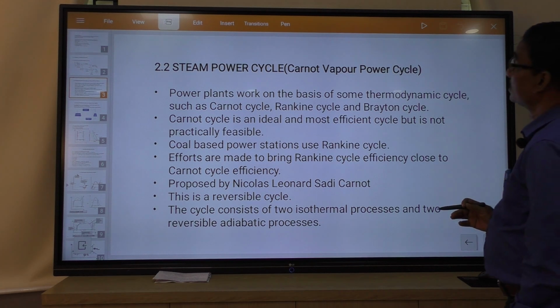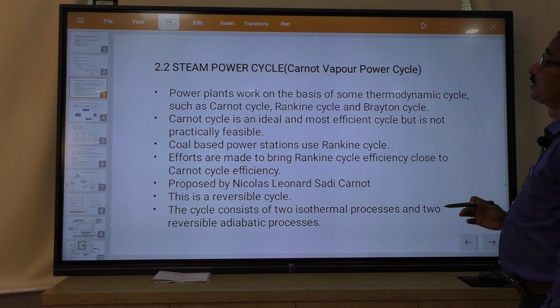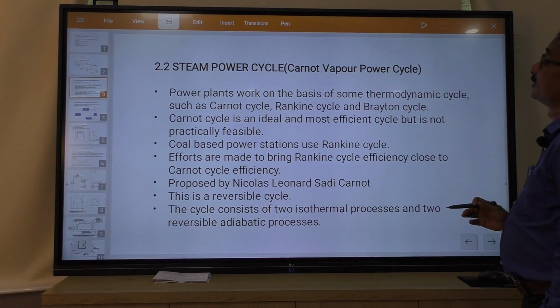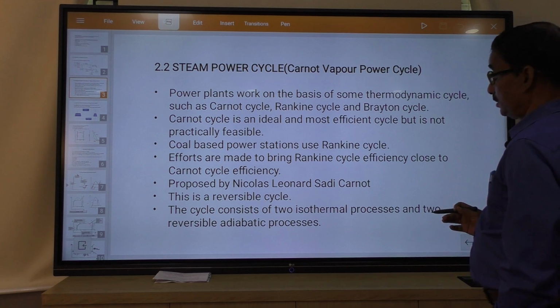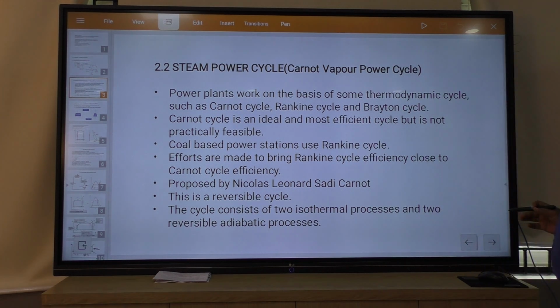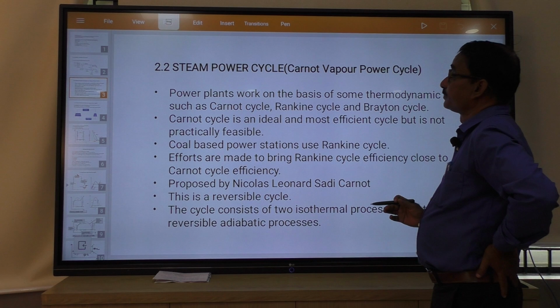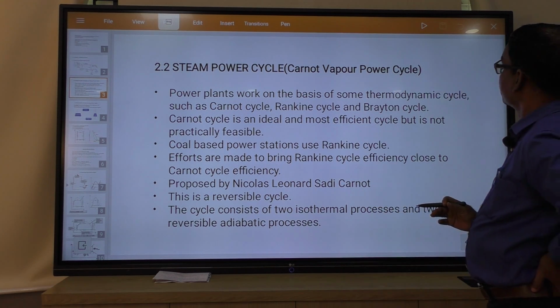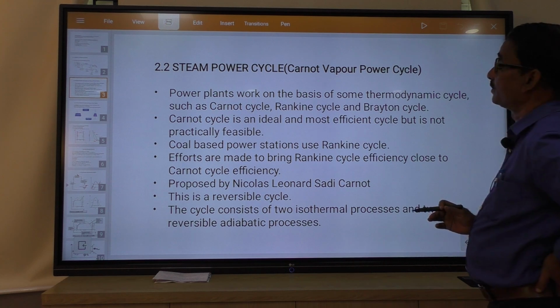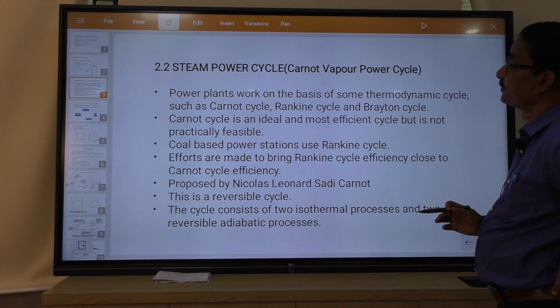Rankine cycle is the thermodynamic cycle for our steam power plant, whether the coal based steam power plant or nuclear, same thing, thermal power plant or a steam power plant. So, Rankine cycle is the thermodynamic cycle. Remember, Rankine cycle is the thermodynamic cycle of steam power plant. Carnot cycle is an ideal and most efficient cycle, but it is not practically feasible. Clear?